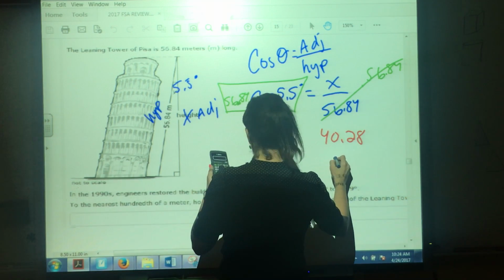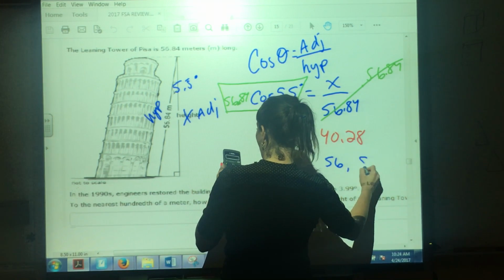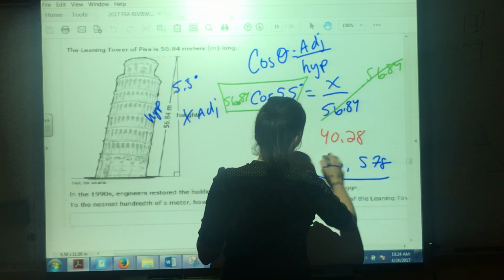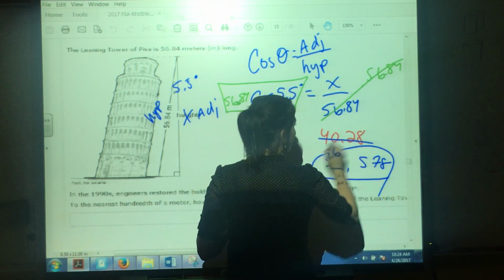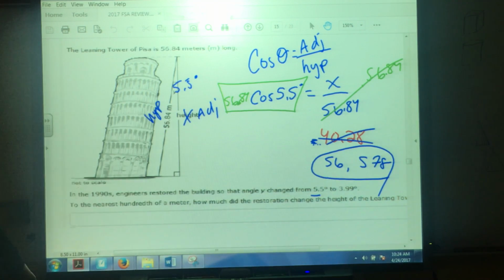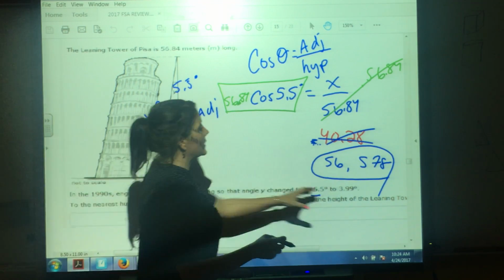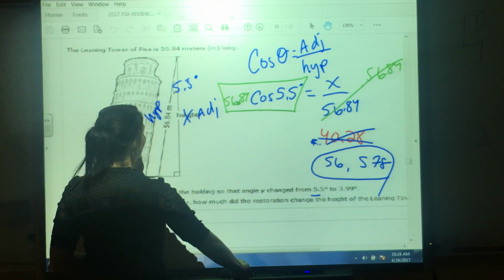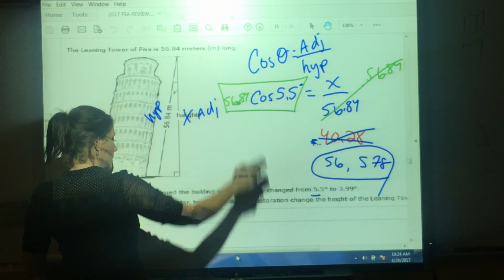Don't round too much. It's going to be 56.578. I'm actually going to leave it like that. So, guys, make sure you know how to enter this in. Please, you've got to be able to work these things. All right, so that's one. That's for the 5.5. Now we have to do it with the other measure.